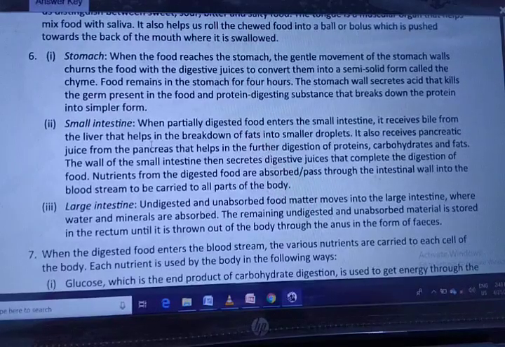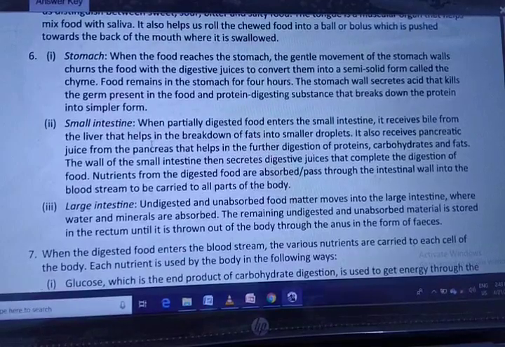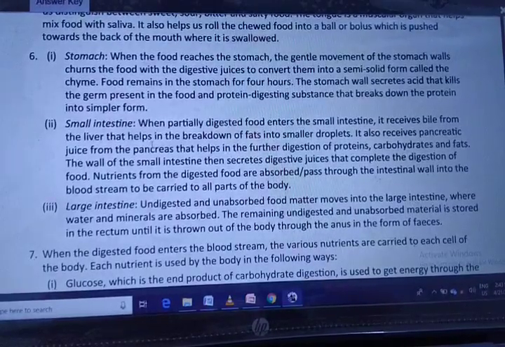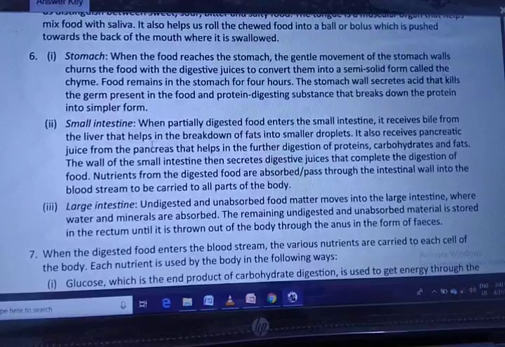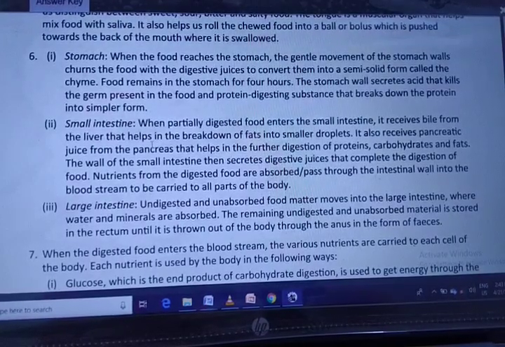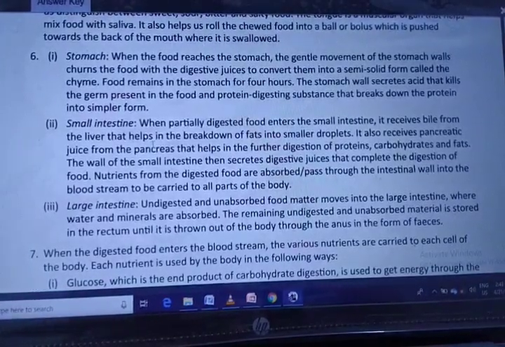Small intestine. When partially digested food enters the small intestine, it receives bile from the liver that helps in the breakdown of fats into smaller droplets. It also receives pancreatic juice from the pancreas that helps in the further digestion of proteins, carbohydrates and fats. The wall of the small intestine then secretes digestive juices that complete the digestion of food. Nutrients from the digested food are absorbed, or passed through the intestinal wall, into the bloodstream to be carried to all parts of the body.